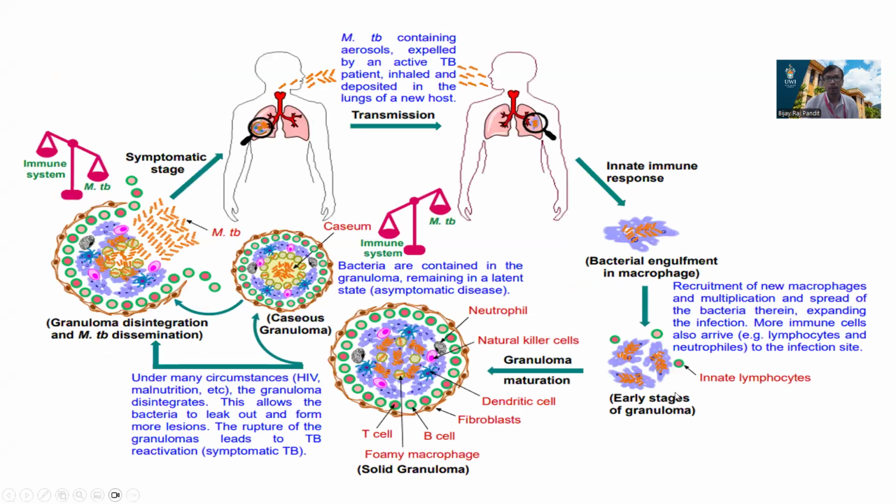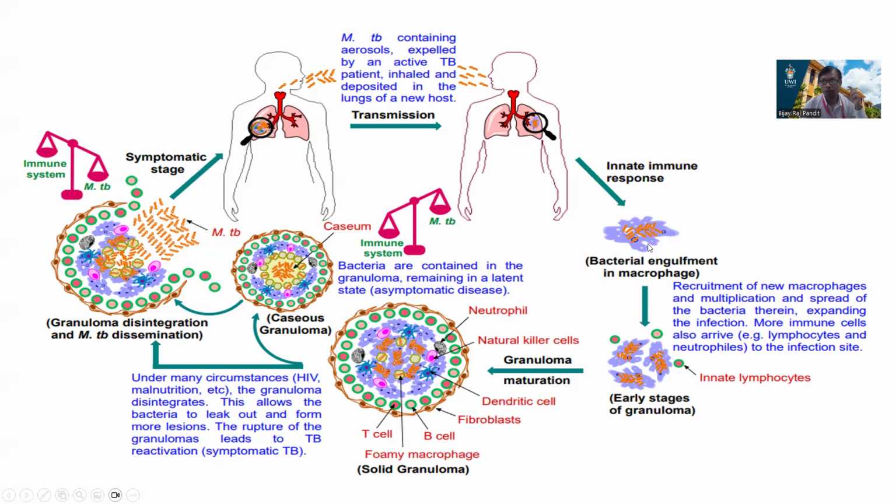We can observe in the figure here the infected individual. When coughing or sneezing, he releases a large number of aerosol droplets that contain Mycobacterium tuberculosis, and these aerosol droplets are inhaled by susceptible or healthy individuals. After inhalation, the bacteria pass the primary defense mechanisms like the nasal mucus, the immunoglobulin A protease, and the nasal hairs, and go to the lungs.